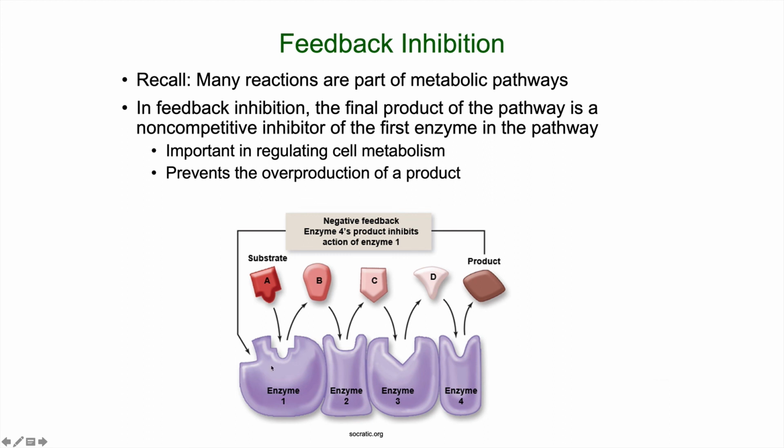And you say, well, why shut it off here at enzyme 1? Why not enzyme 2, 3, or 4? Well, if we shut it off down here, we still build intermediates. We're wasting energy building intermediates we might not need. And some of these intermediates, as they accumulate, might be toxic to the cell. So it's better to shut it down at the first enzyme.